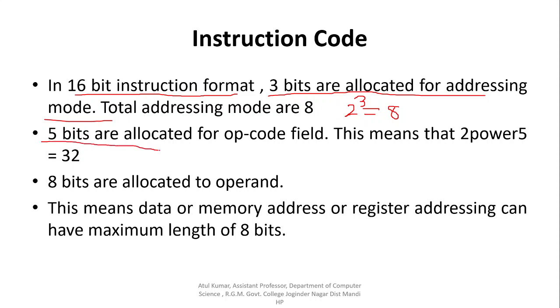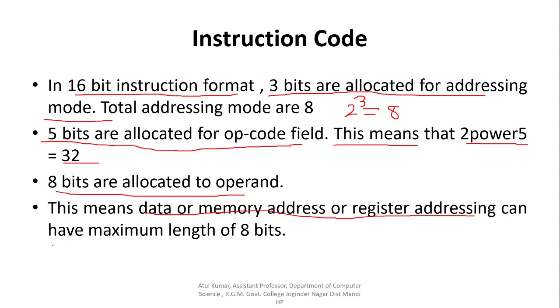5 bits are allocated for the opcode field. This means that the total number of operations is 2 raised to the power 5, which is equal to 32. 8 bits are allocated to represent an operand. This means data, memory address, or register addressing can have a maximum length of 8 bits. So the total number of operand values it can store is from 0 to 2 raised to the power 8, which you can calculate.